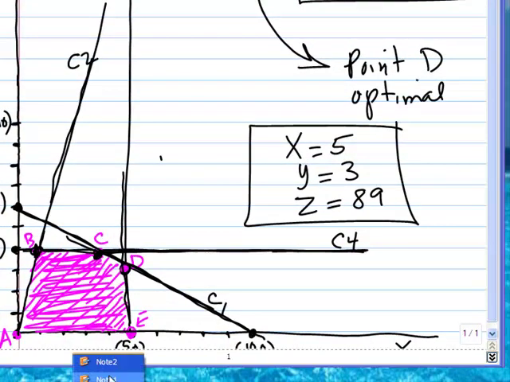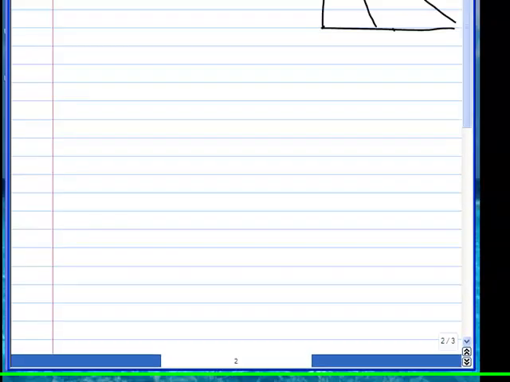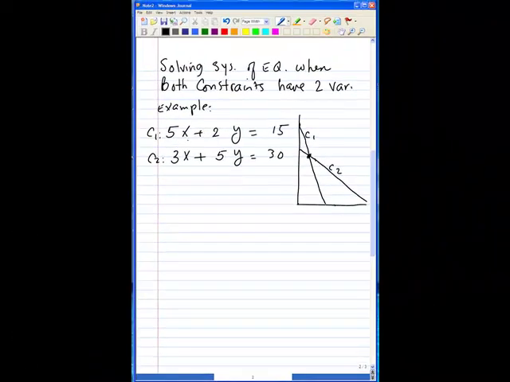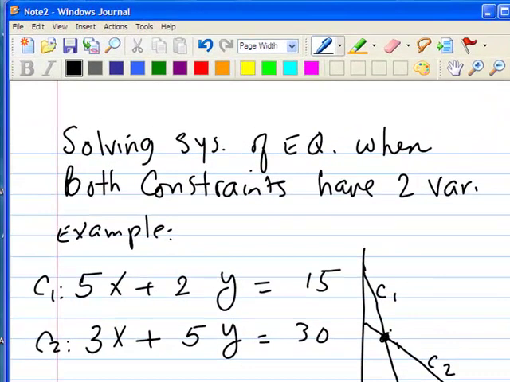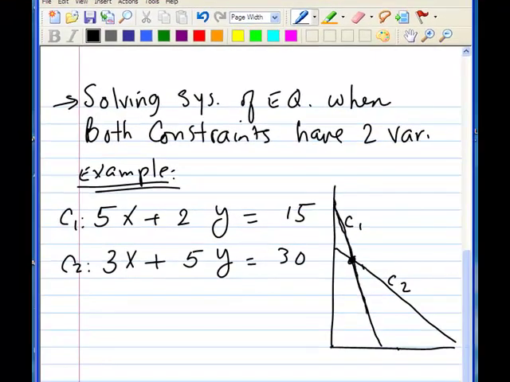Now, for all of those examples, we had one of the constraints that had only one variable in them. So what if we have two constraints and we want to find the intersection of them? So, solving a system of equations when both constraints have two variables. Here's an example. Let's say constraint 1 is 5x plus 2y equal to 15. And if I graph it, I get something like that.